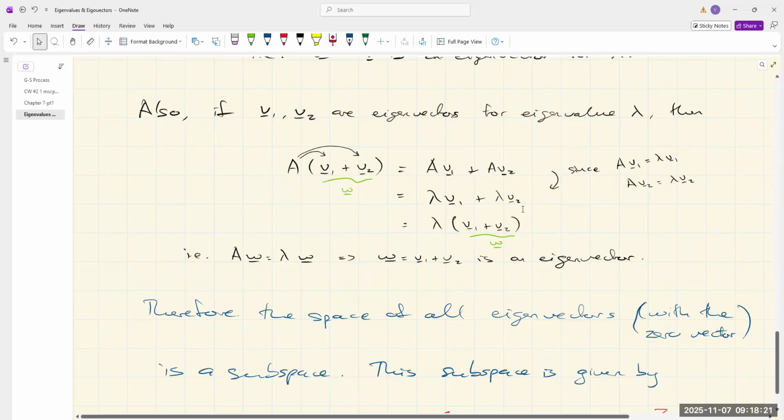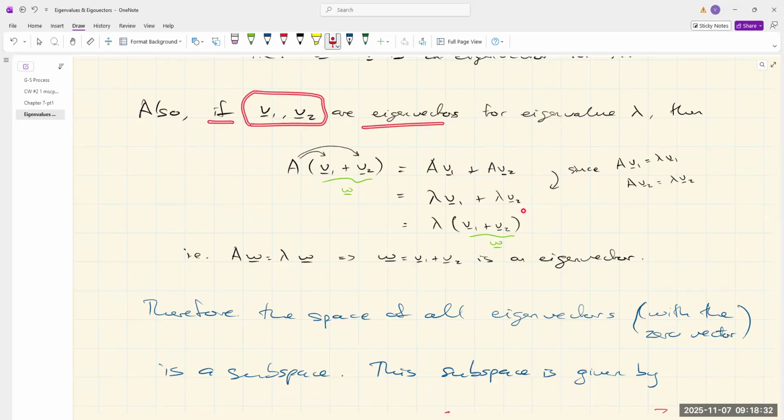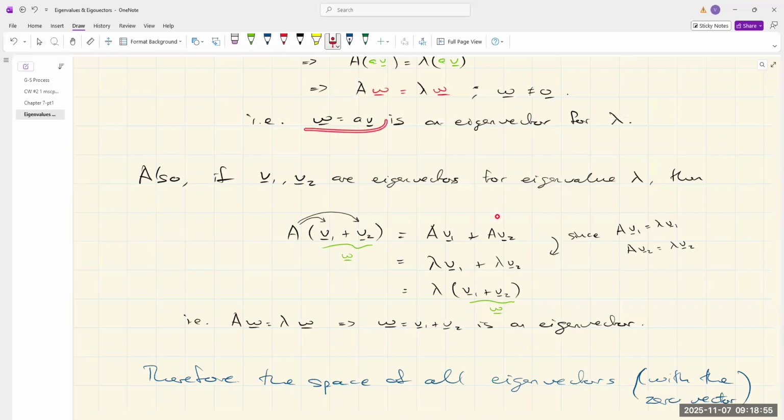And not only can you scalar multiply eigenvectors to get eigenvectors. If you take two eigenvectors corresponding to the same eigenvalue, they need to correspond to the same eigenvalue, and you add them, the result is also an eigenvector. So if you have an eigenvector and you add it, you get a new eigenvector. If you have an eigenvector and you multiply it by any scalar, well, any non-zero scalar, you get an eigenvector again.